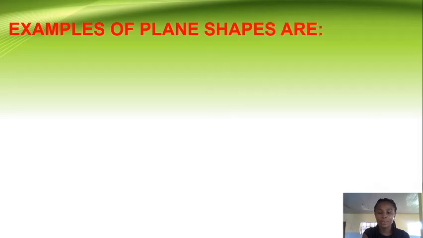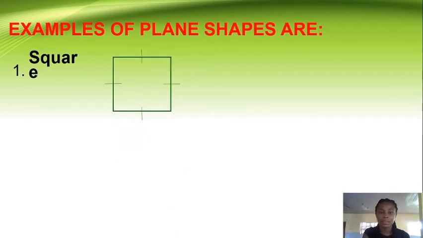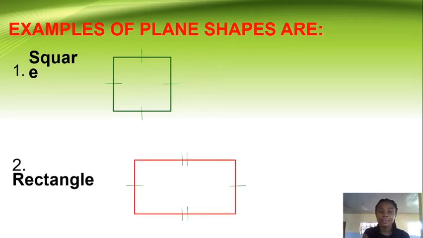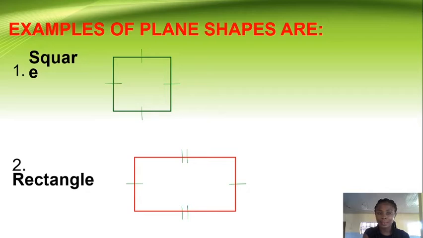Examples of plane shapes. Number 1, square. Look at it. That is a square. The square has 4 sides, 4 equal sides. 2. Rectangle. Can you see a rectangle? Rectangle also has 4 sides, but for rectangle, the sides are not equal like that of square.